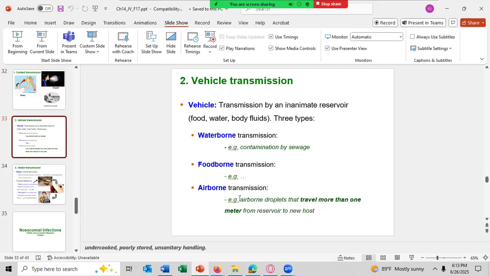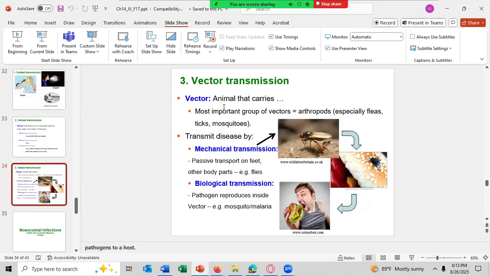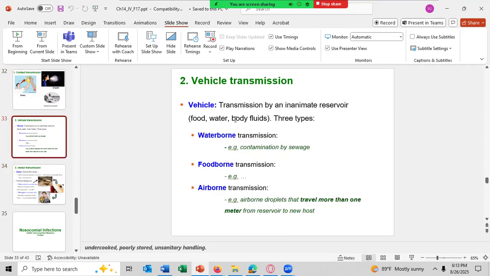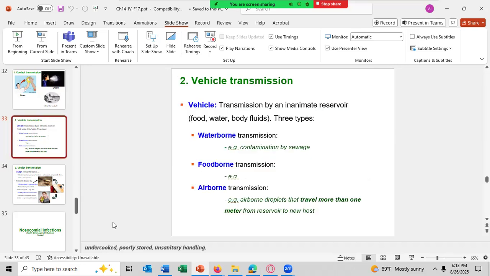There's also airborne transmission, and we've already mentioned that. That's when the droplet travels more than 1 meter. You can get infected by that. It's from the same sneeze, and that's why I'm not going to quiz you on the difference between airborne transmission, which is vehicle transmission, and then droplet transmission, which is contact transmission. Any question about any of that?